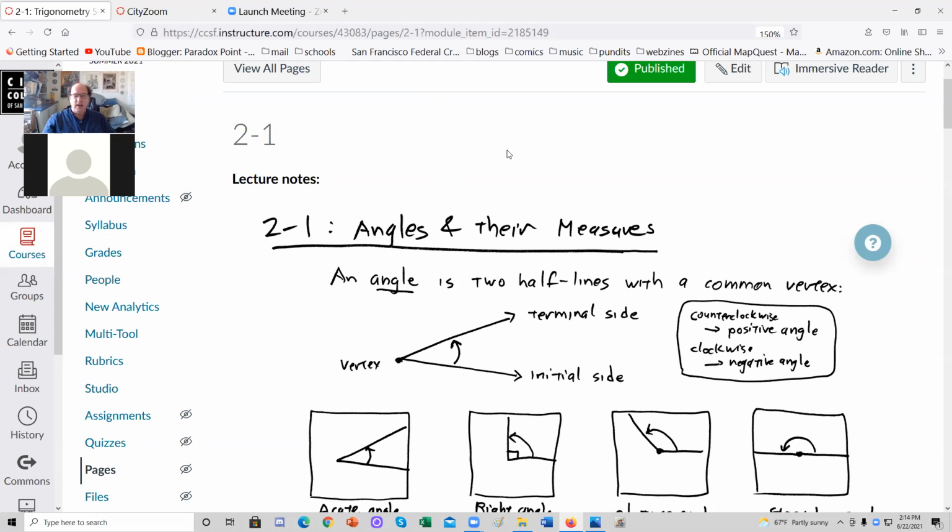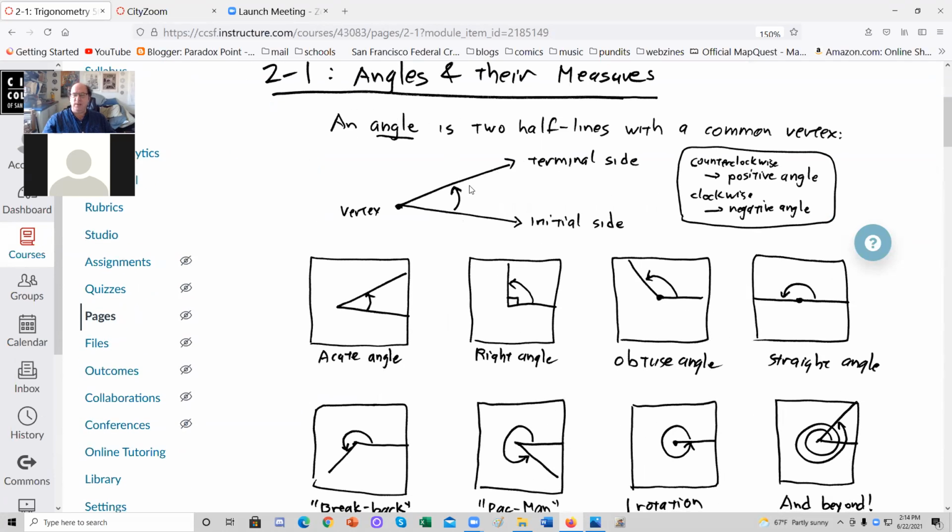All right, now, angles. An angle is 2 half lines with a common vertex. There's one called the initial side, and one called the terminal side. You envision it as a rotation from initial to terminal side. If the rotation is counterclockwise like this, then it's counted as a positive angle. If it goes the other way, clockwise like this, the angle will be considered negative.